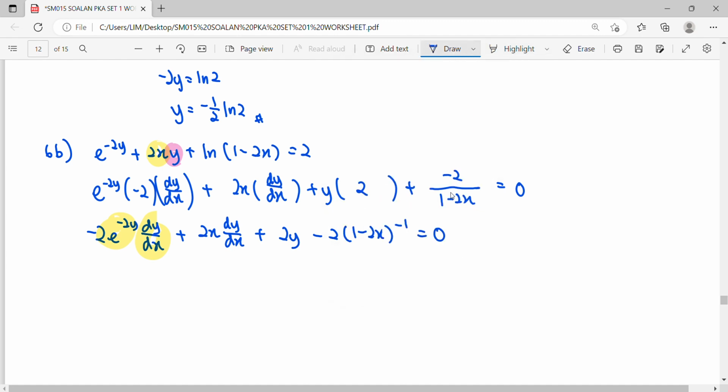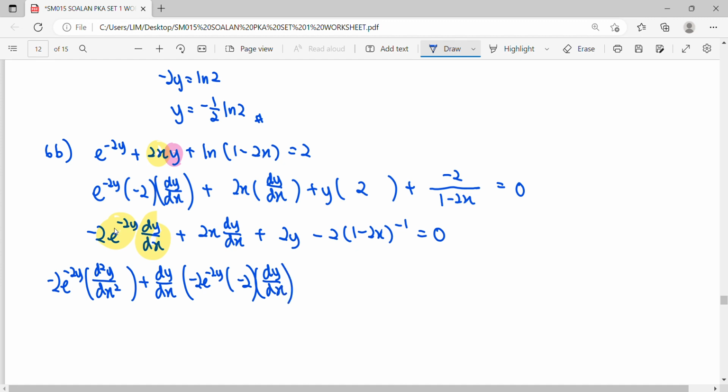Again, copy the front, differentiate the back, copy the back, differentiate the front. So differentiate the back, dy/dx, we get the second derivative d²y/dx². Differentiate the front, the exponential: copy the same, differentiate its power, negative 2, and because of y, implicitly dy/dx. Okay, so this is for our first term.